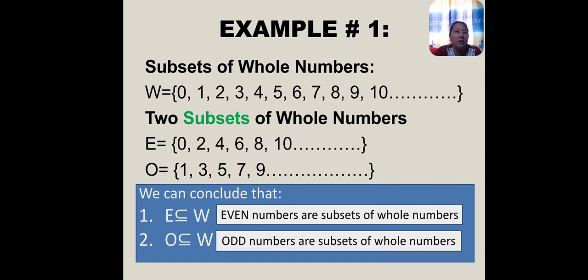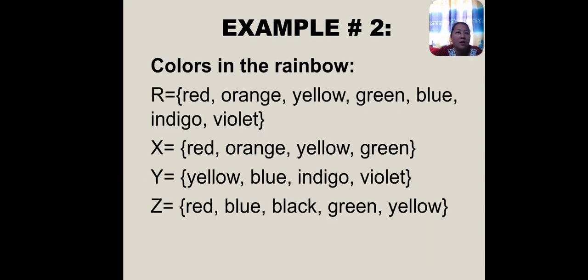Okay, another example. Colors in the rainbow. Do you know what the different colors in the rainbow are? How many colors are there? We said there are 7. So we have red, orange, yellow, green, blue, indigo, and violet.